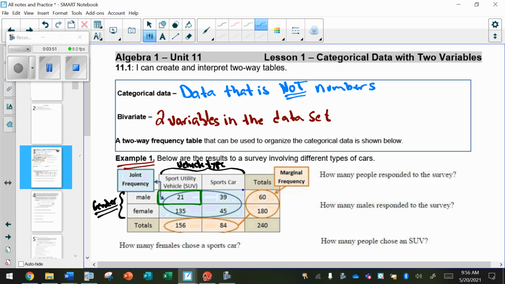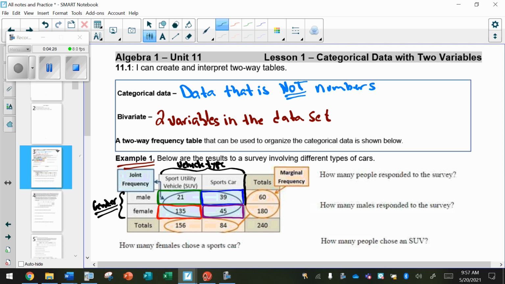For the one next to it that has 39, this is joining the male gender identification with a sports car preference. So 39 people were male that chose a sports car. So those are called joint frequency because they're joining in two categories and telling the frequency of that combination. So we can keep going down here. There are 135 people who identified as female and preferred an SUV. And then the last box would be 45 people who identify as female and preferred a sports car.